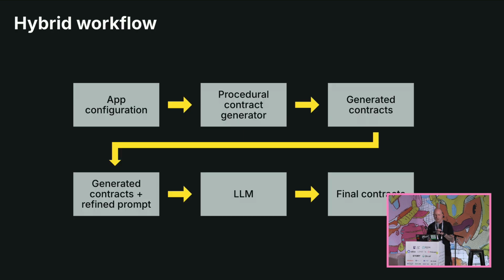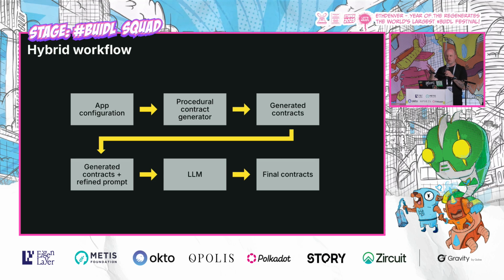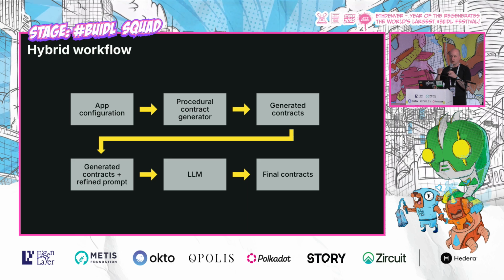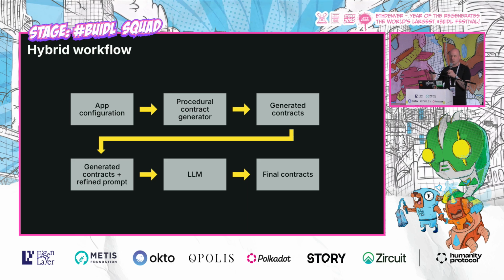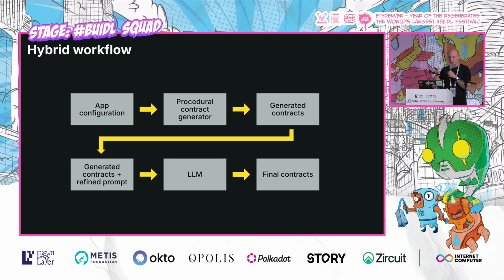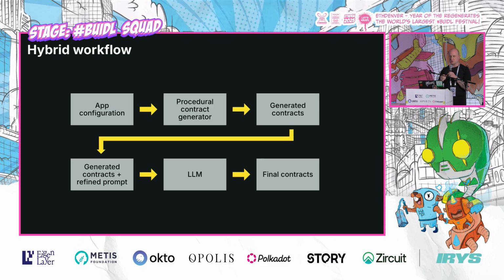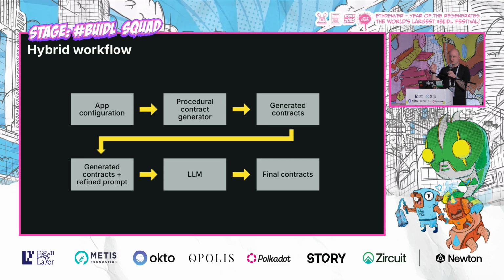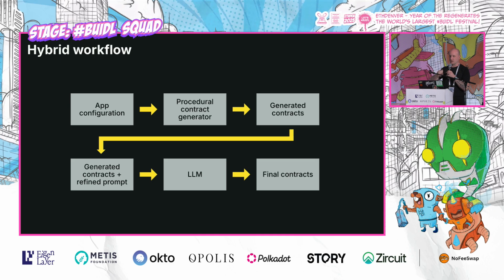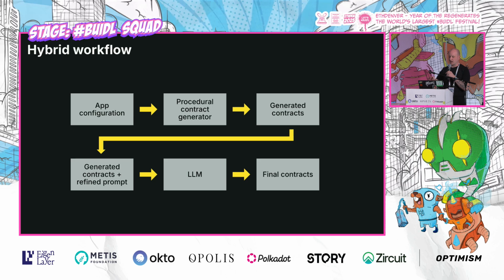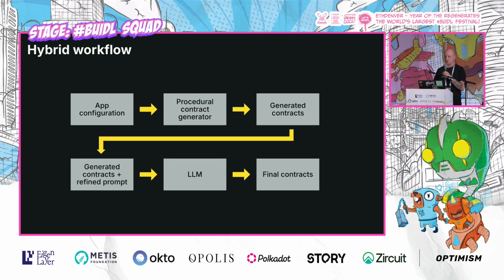Right? So the way a workflow like this works is, first, you need to make that app configuration, something like I just showed. Then you pipe it through a procedural contract generator. There are actually many out there that you can use. You will get some generated contracts, but those generated contracts are going to be missing some of your custom logic. So you take that generated contract, you give it a refined prompt, you put the two together through the LLM, and now you have a final contract where you only need to audit the diff between the generated contracts and the LLM generated parts. It's significantly easier to do, and you get far more security and a much higher chance of success with your code gen.